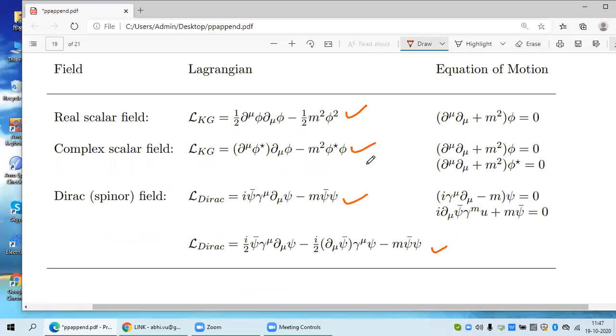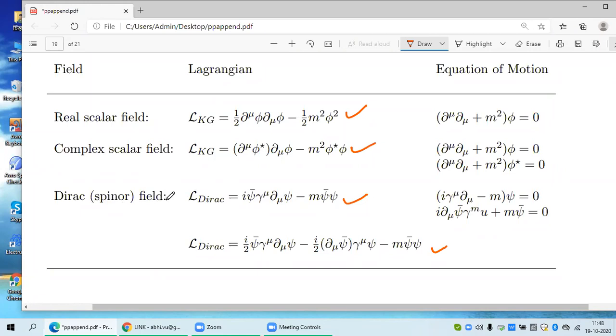So we have seen basically two kinds of fields, phi and psi. Phi can be real or complex, but phi is a scalar and does not transform under Lorentz transformation. Psi has a particular way of transforming under Lorentz transformation through S, and that kind of transformation is called a spinor transformation.